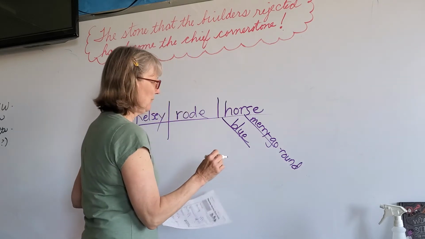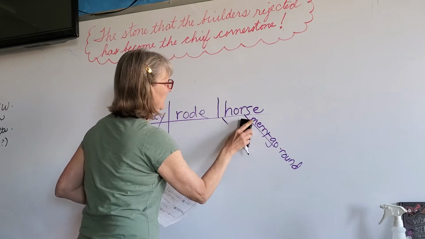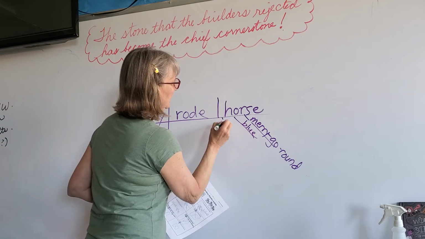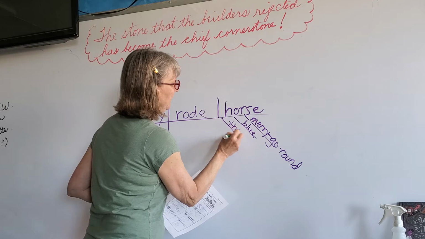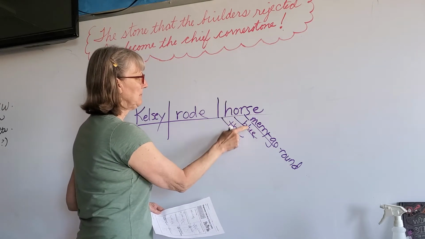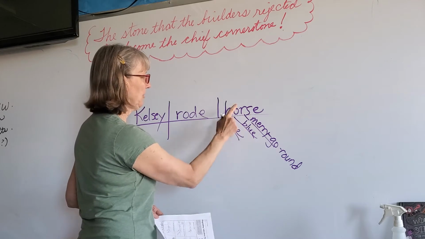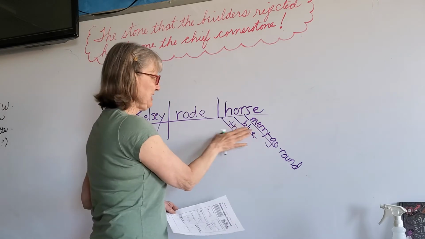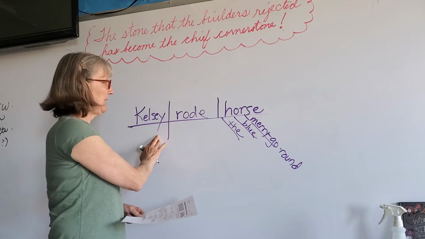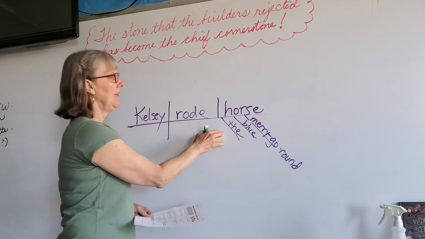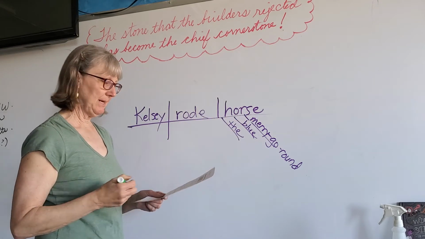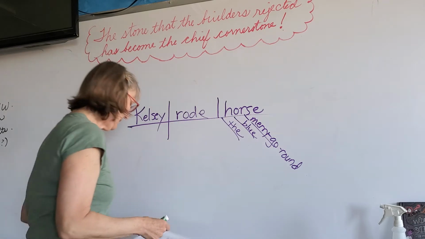I'm actually forgetting one, aren't I? Let me erase blue here. The blue merry-go-round horse. The horse, blue horse, merry-go-round horse. These are 3 adjectives that modify horse. So let's look at the sentence. Kelsey, simple subject, rode, verb, the blue merry-go-round horse. Okay? Subject, predicate.